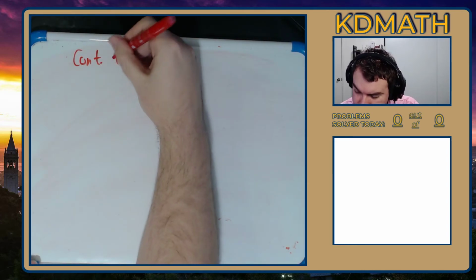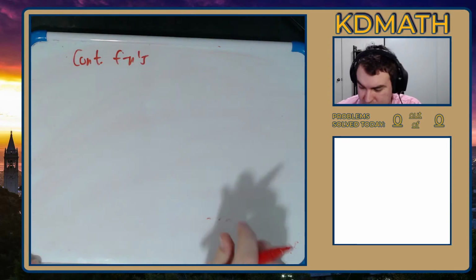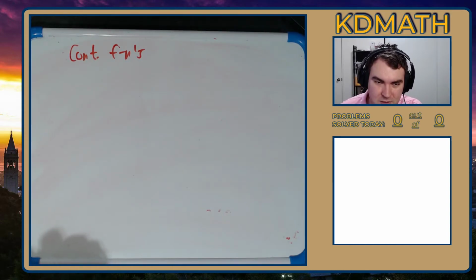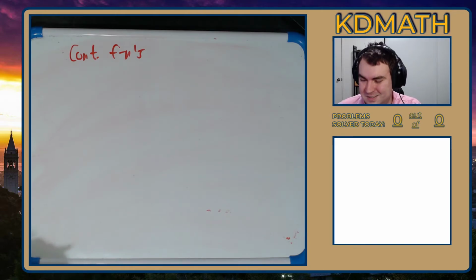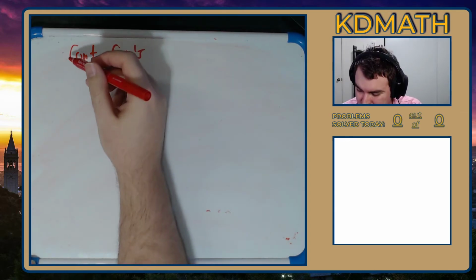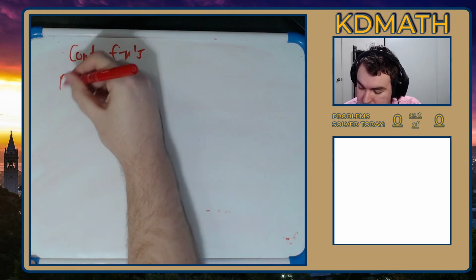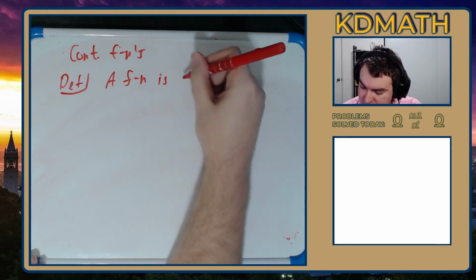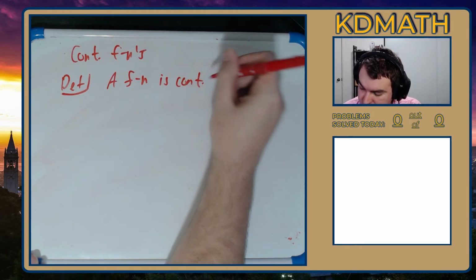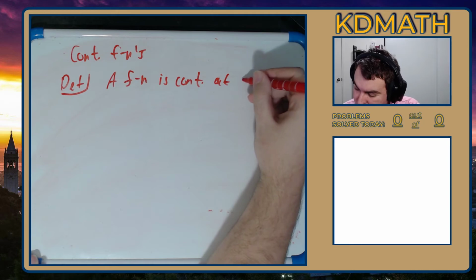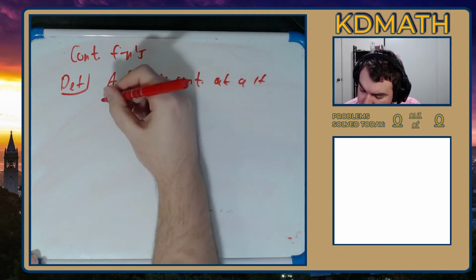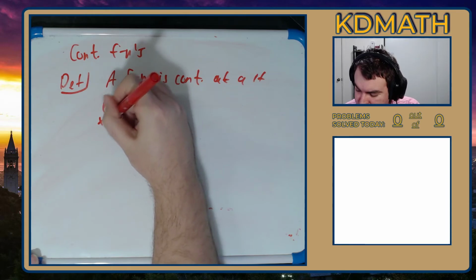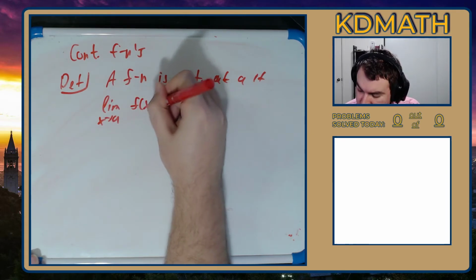So continuous functions. And I use a lot of abbreviations. Cont is continuous. Functions are abbreviated to f-n, apostrophe s. Life is too short to spell it out completely. So definition: a function f is continuous at a if the limit as x goes to a, f of x equals f of a.